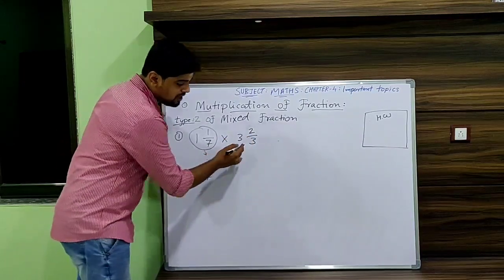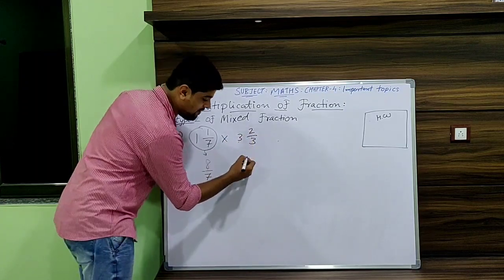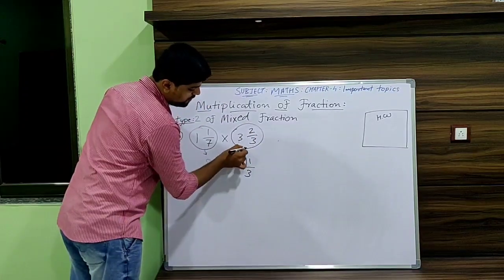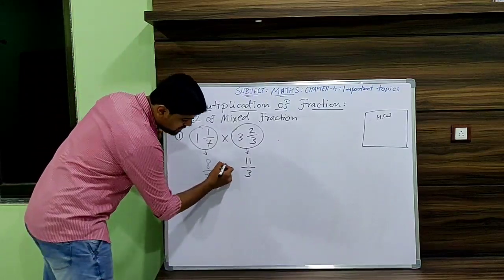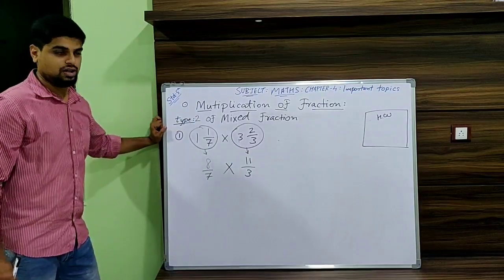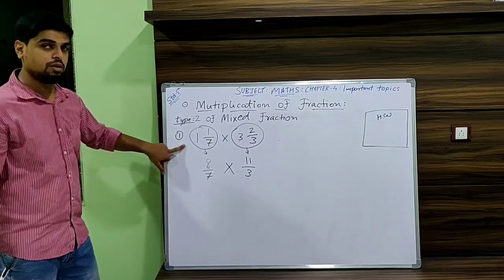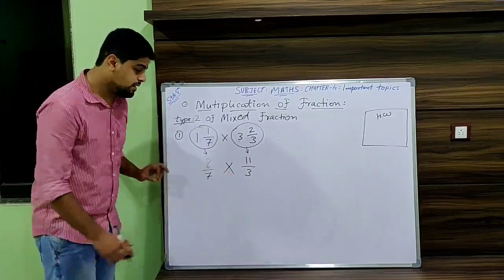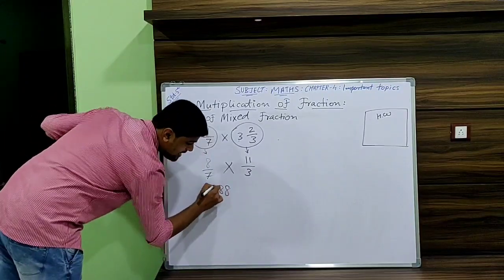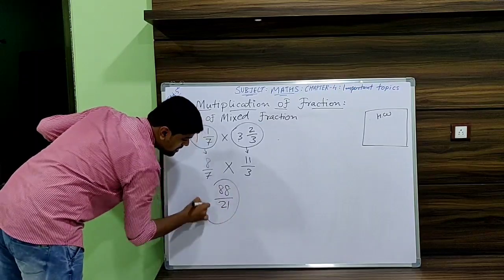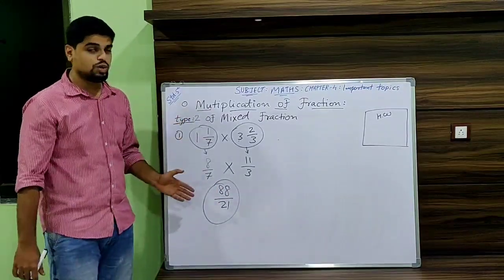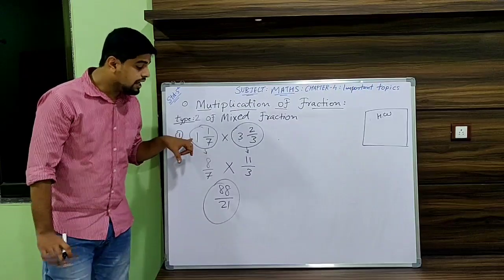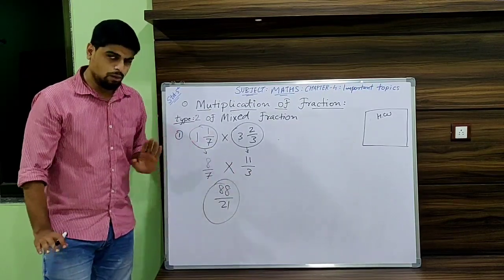Now let's calculate this. 3 threes are 9. 9 plus 2, 11. So here it is 11 upon 3. So for this mixed fraction, we have the improper form 11 by 3. We just multiply both these improper fractions, and we get the answer for this mixed fraction multiplication. So we multiply numerator with numerator and denominator with denominator. So 8 into 11, 88, and 7 threes are 21. So our answer is 88 by 21. In this way, you can simply multiply any given mixed fractions. You just convert to improper form, and then do the multiplication.